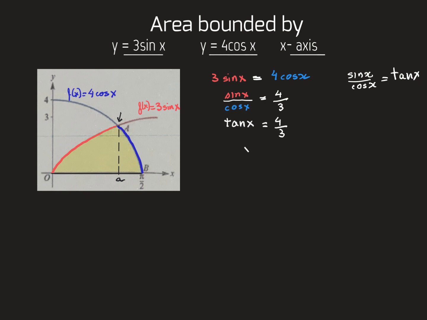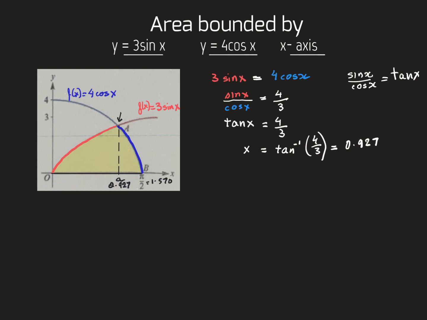And so the x value will be tan to the negative 1 of 4 on 3, which gives me 0.927. So our A value will therefore be 0.927 here. And pi on 2 will be 1.570. So that's the same thing as pi on 2.